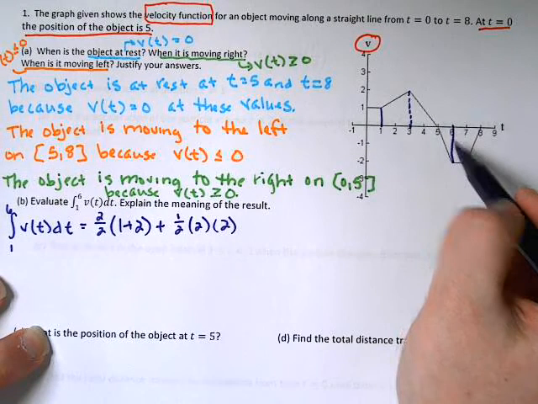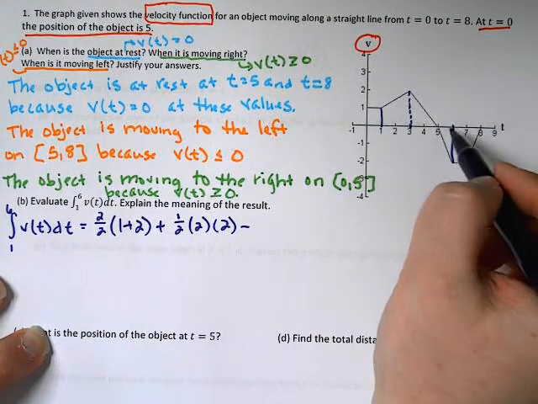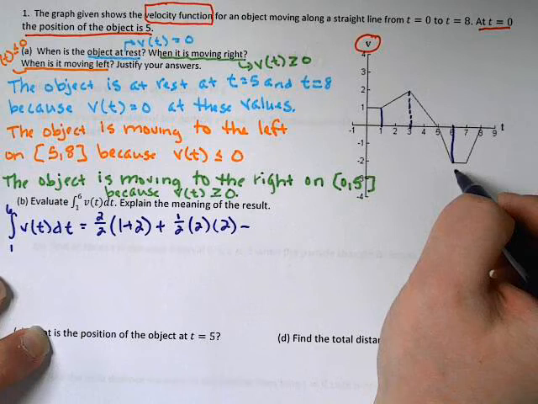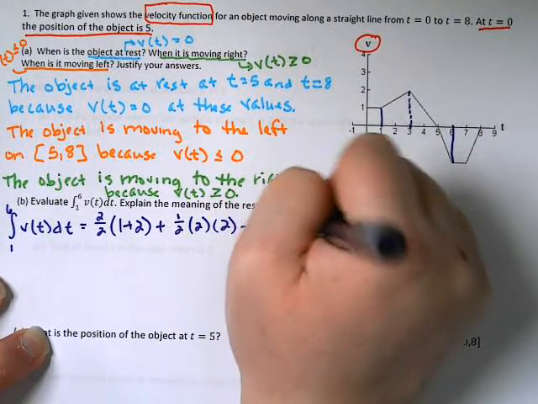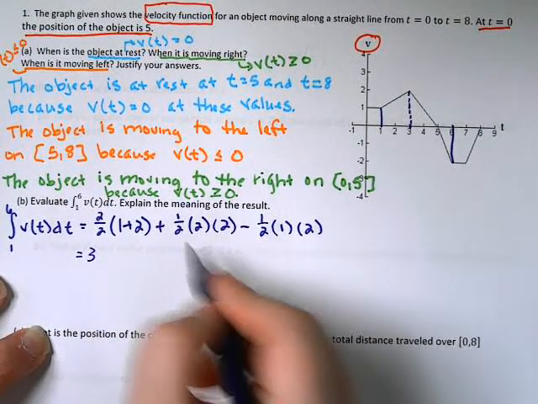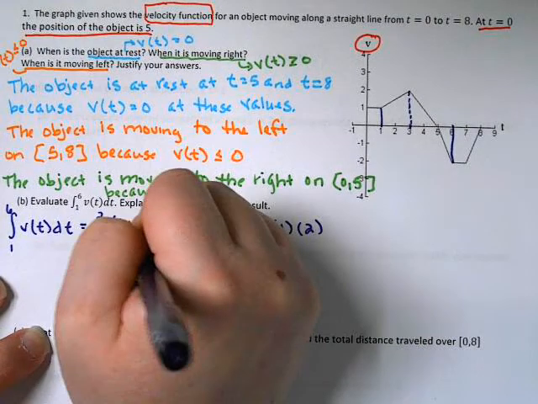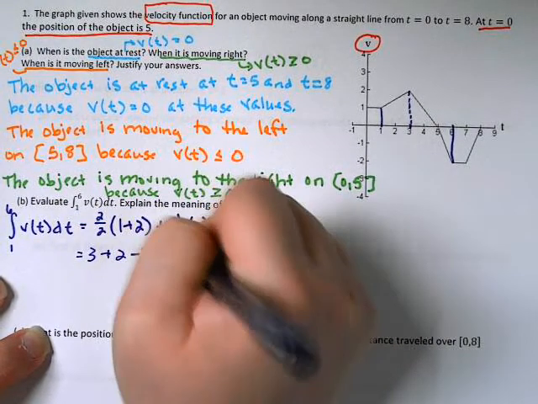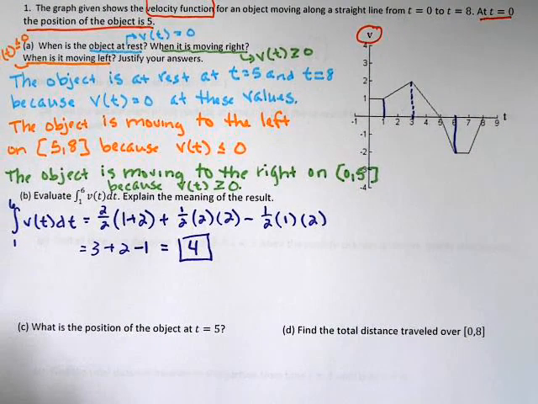And then this last piece from 5 to 6 is below the x-axis, so it's negative. And it's a triangle with a base of 1 and a height of 2. And so let's see, we get 3, this gives me 2, and then that gives me 1. So 3 plus 2 plus 1, that means the integral ends up being 4. So the value of the integral is 4, and now we need to actually explain the meaning of the result.